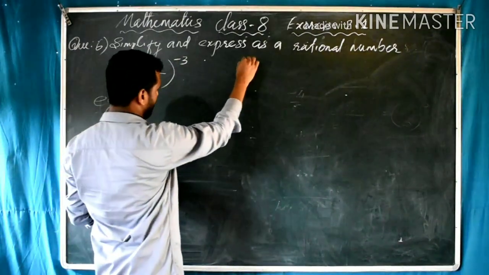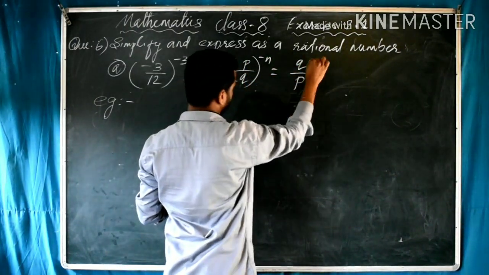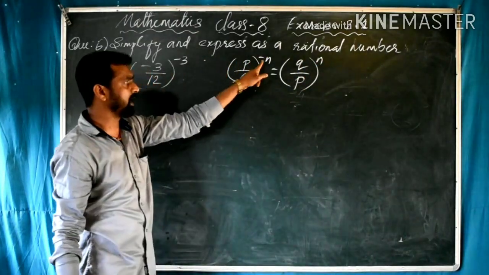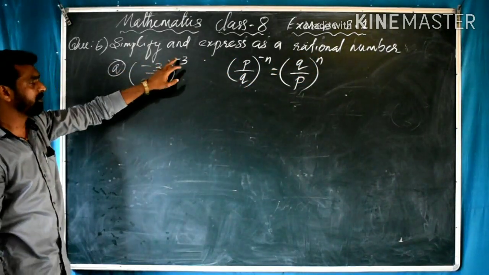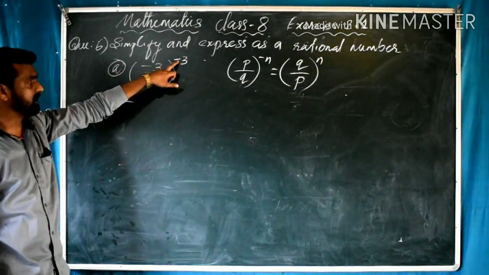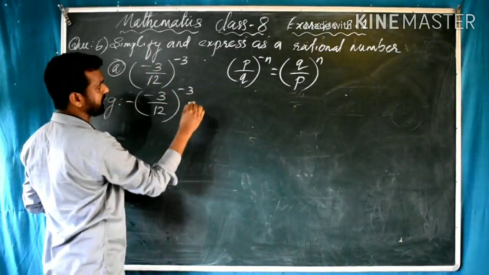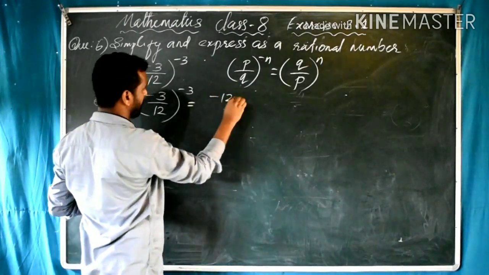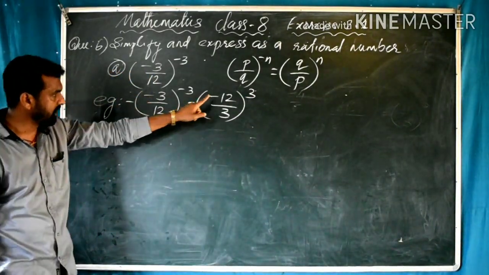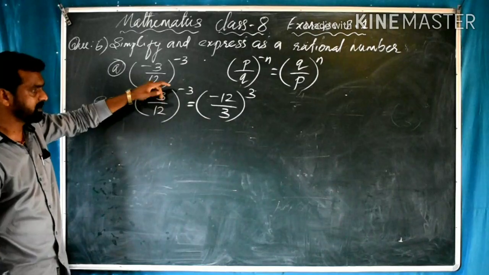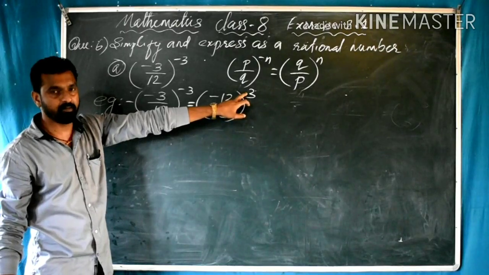We have studied the formula. P by Q raised to minus n is equal to Q by P raised to n. So this formula we have to use here to make this exponent a positive integer. So minus 3 by 12 raised to minus 3 is equal to minus 12 divided by 3 raised to 3. It will become positive 3. This negative I wrote as it is in the numerator. Only these numbers I have interchanged, that is 3 by 12 is equal to 12 by 3 raised to power, it will become positive 3.